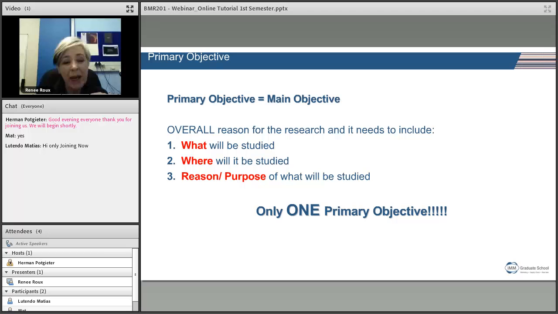And to really make sure that you cover everything in your primary objective, you look at your research problem. Because everything that's in your research problem will help you to understand what will be studied, where it will be studied, and what the purpose of it will be.